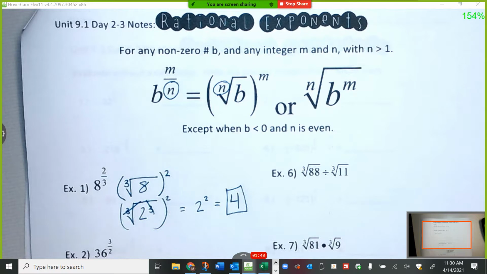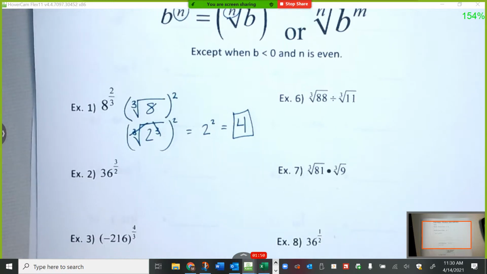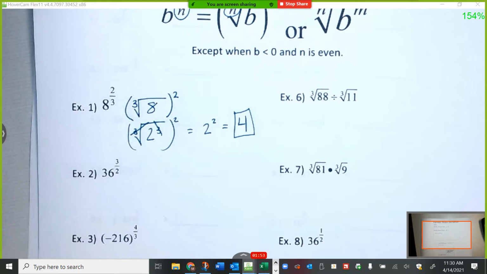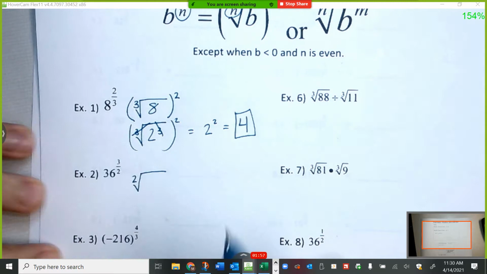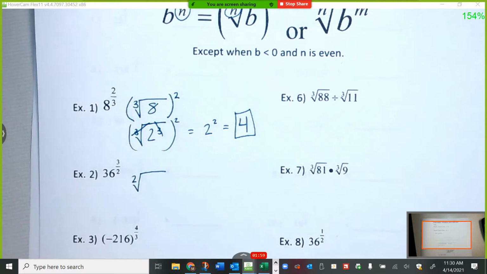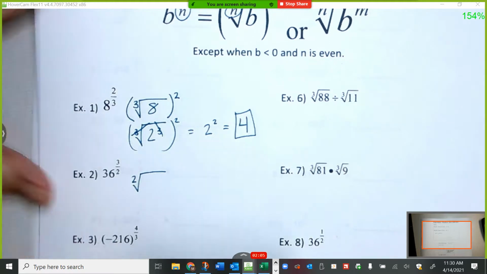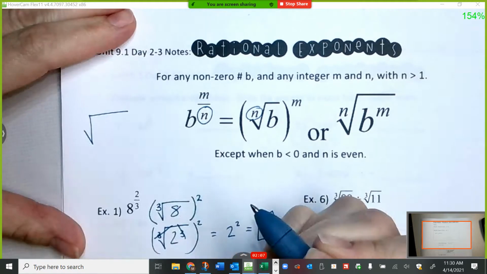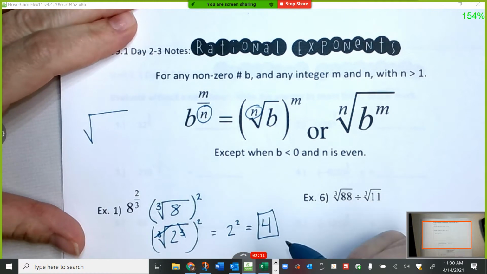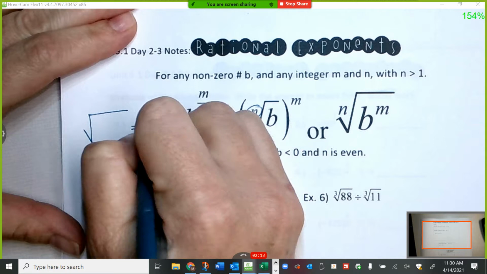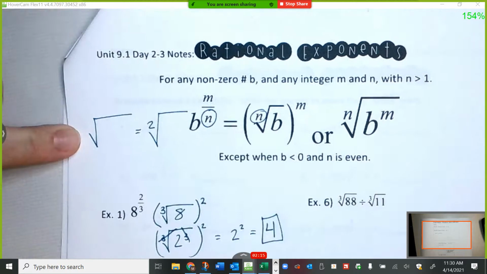Okay, so let's look at number 2. Same concept. Our root is on the bottom, so this is going to be a square root. Now, with a square root, do you have to put the 2? You don't, because this is a square root. We call that a square root, right? Unless it has a number that tells us differently. So when it's a square root, if you just have the house, that's okay too.